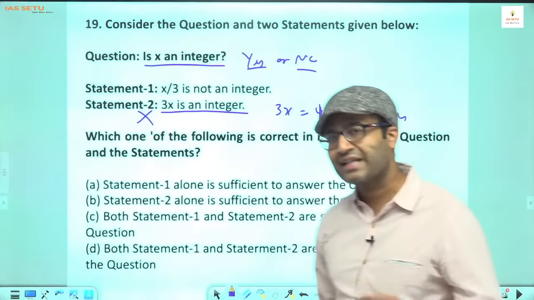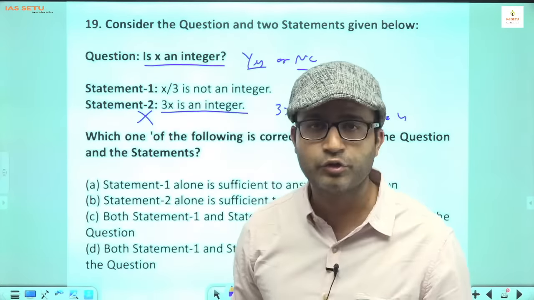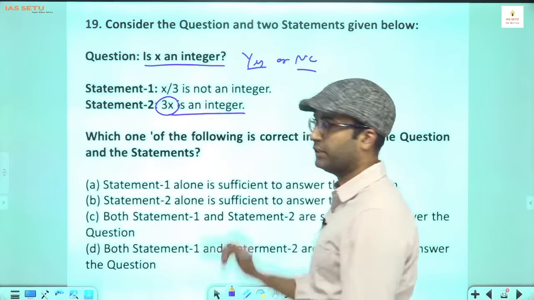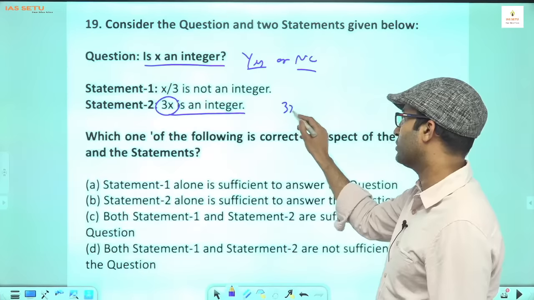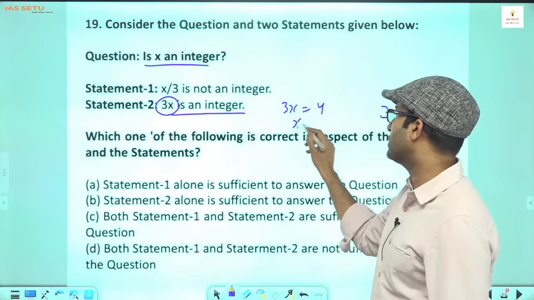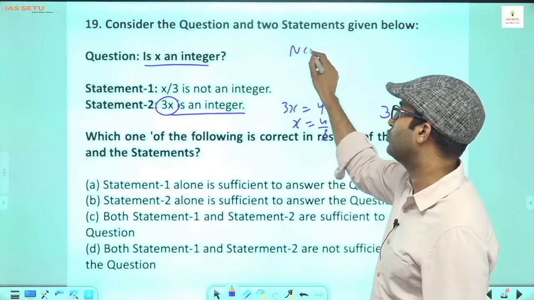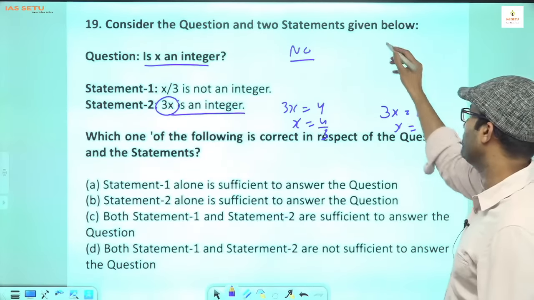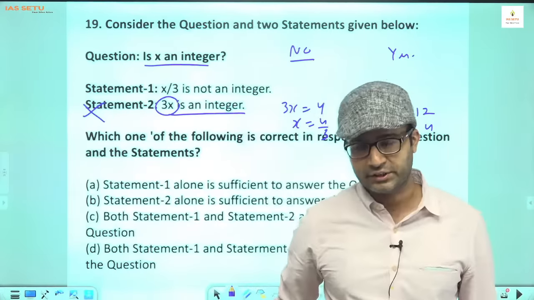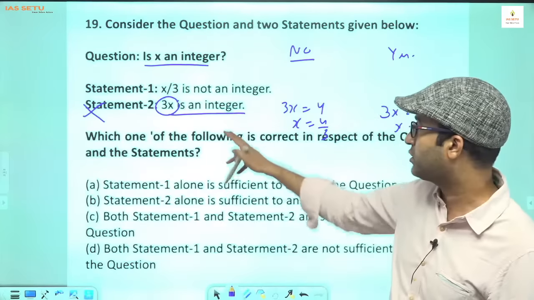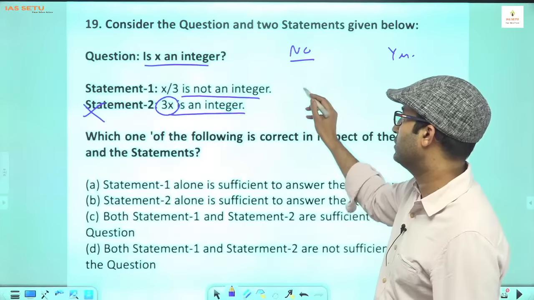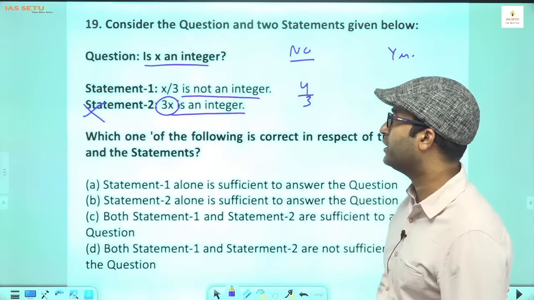They are asking whether x is an integer. So here, from statement number 2, we try 3x is an integer. I take different possibilities. I take 3x is 4 and 3x is 12. Then x is coming 4 by 3. No, x is not coming integer. For 12, x is coming yes. So it means statement 2 is not sufficient to tell whether x is an integer or not, because I am allowed to take 3x as 4. Then x is 4 by 3, which is not an integer.